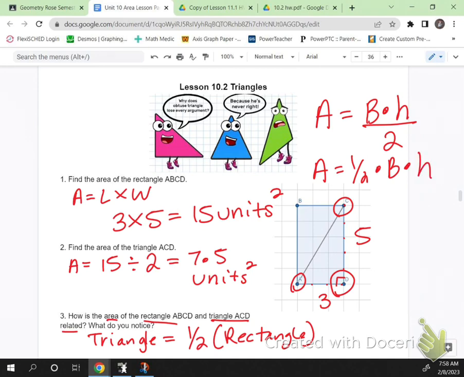And we're going to use base and height when we're talking about triangles, because a triangle doesn't really have length and width, because we're looking at half a rectangle or part of a rectangle. Are we okay with how a triangle and a rectangle are related? Are we good with that? Great, let's move on.